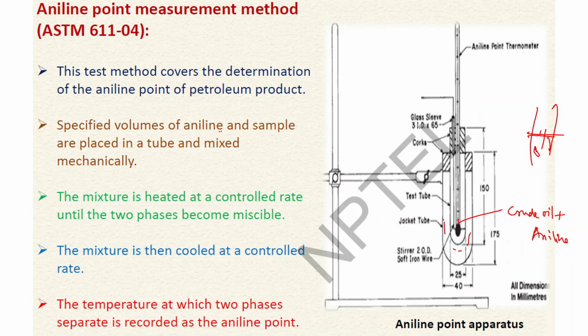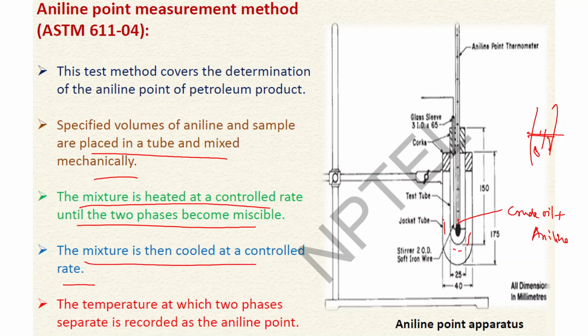That temperature is measured here, which is taken as the aniline point. Specific volumes of aniline and sample are placed in a test tube and mixed mechanically. The mixture is heated at a controlled rate until the two phases become miscible. The mixture is then cooled at a controlled temperature.